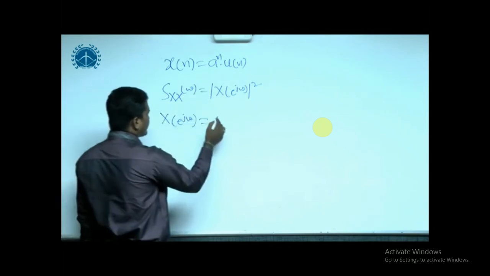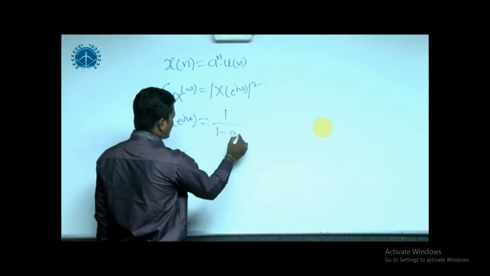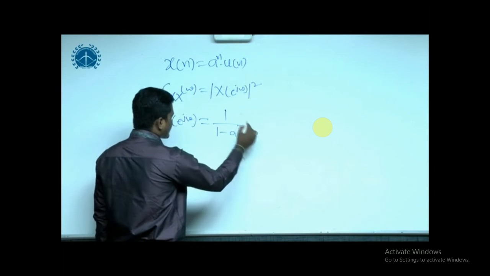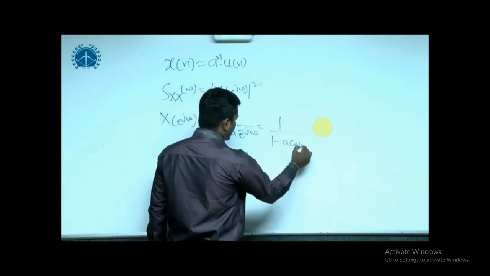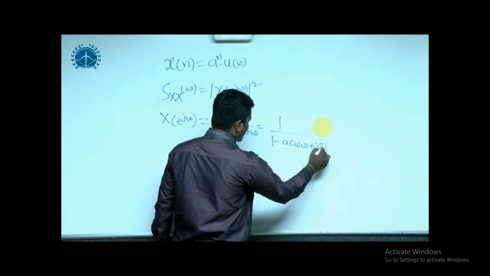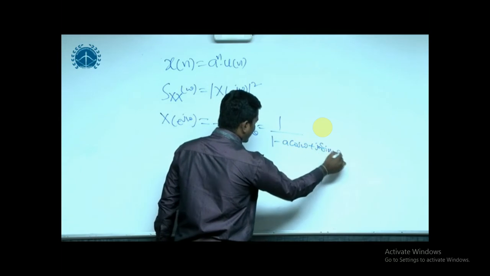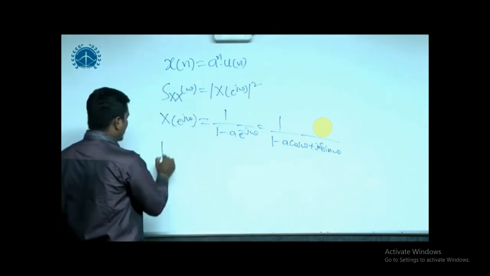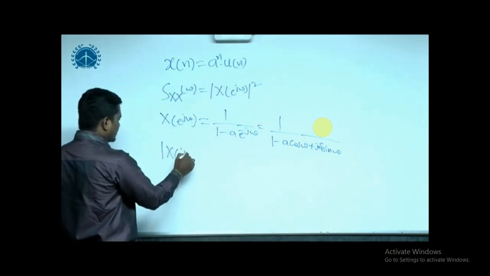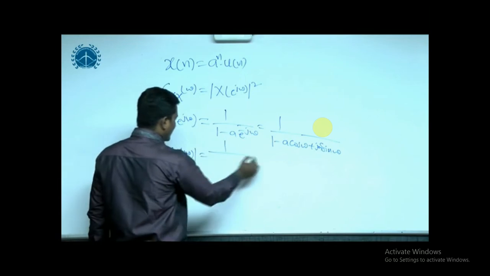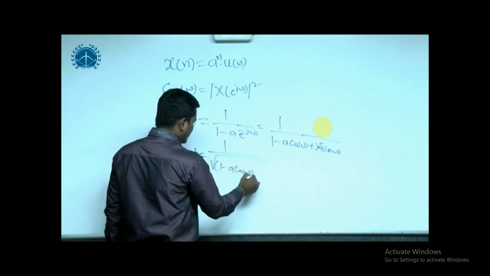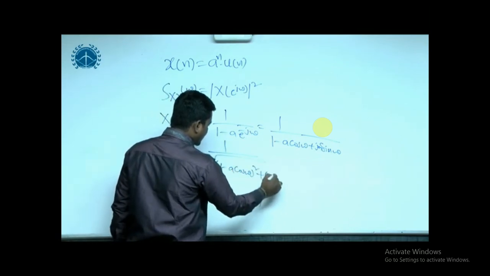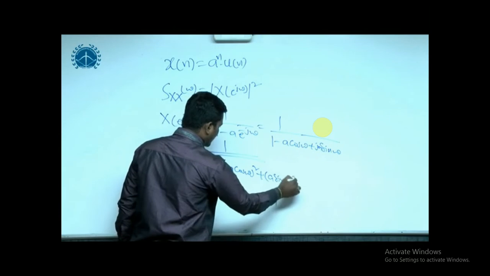The DTFT of that one is 1 by 1 minus a e power minus j omega. This equals 1 by 1 minus a cos omega plus j a sin omega. So now take the mod of this. Mod of X of e power j omega is 1 by square root of (1 minus a cos omega) whole square plus (a sin omega) whole square.